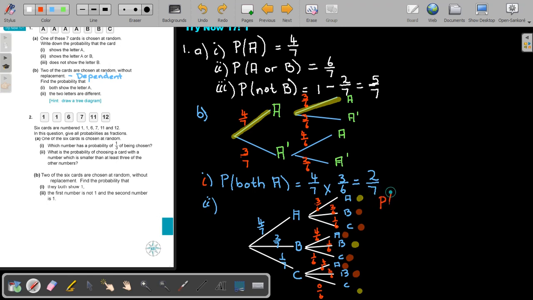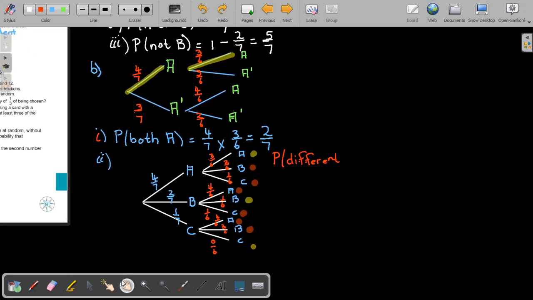The probability, and you will say different letters. Remember what I always say? All these 9 branches, after you multiply and you add it up, you will get a certainty. So if I want to find these red dots, I'm going to take the certainty and just subtract the green dots. But how do I find the green dots?